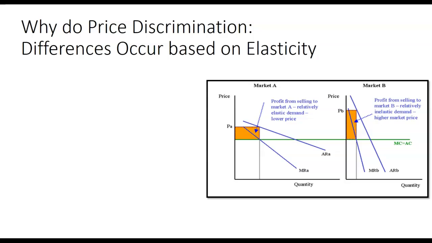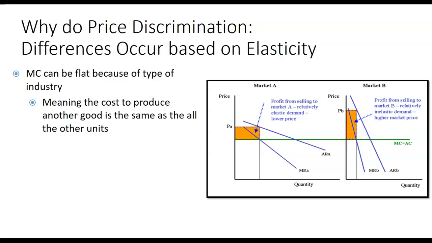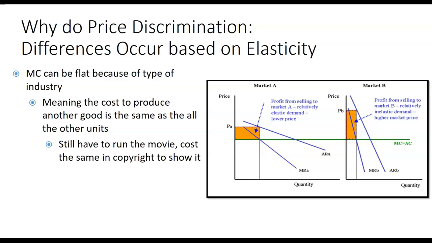Now, why would I want to do this? A lot of times, it's a strategy. So we can talk about how the marginal cost curve can be flat. We haven't really talked about this much, but I think a movie theater is a good example. What we're talking about is that the additional cost to produce one more unit really doesn't cost us any more. And so I think of a movie theater.